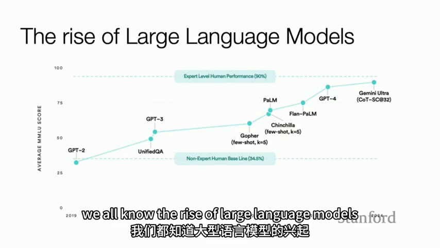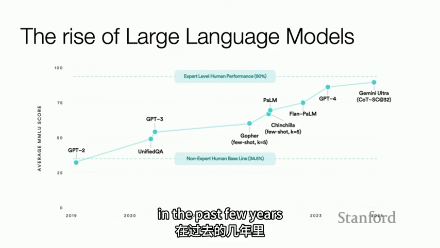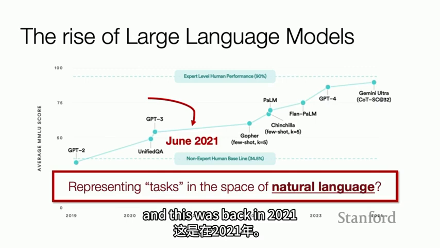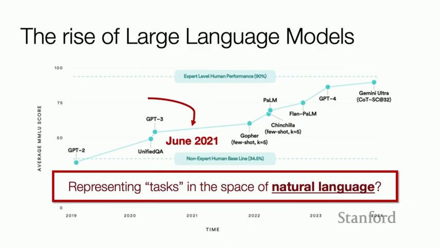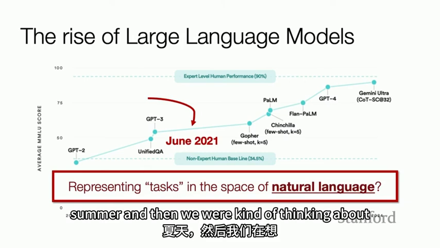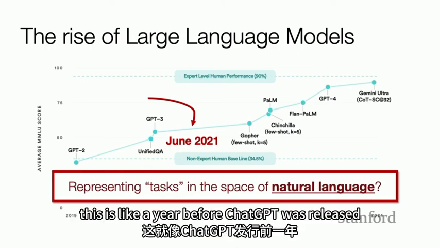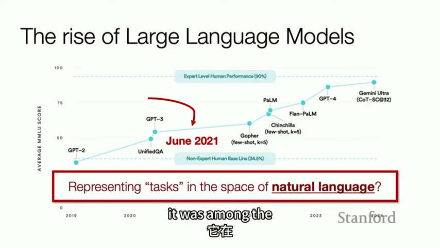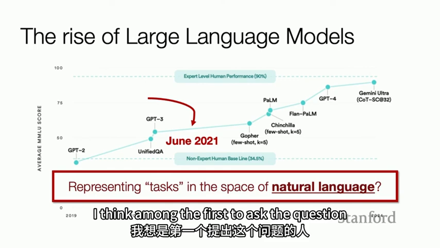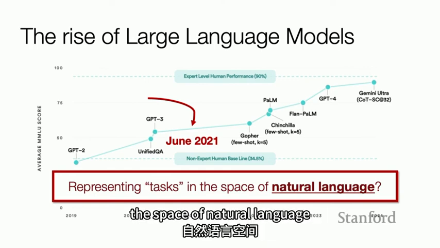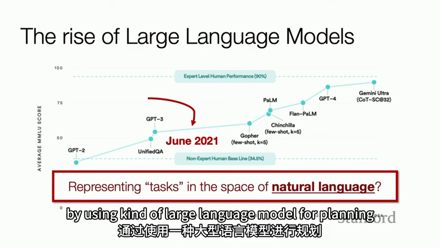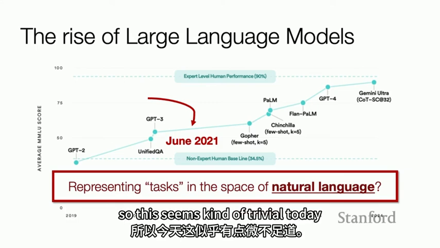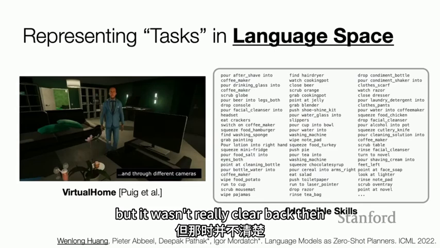Of course, we all know the rise of large language models in the past few years. This was back in summer 2021, about a year before ChatGPT was released. In this work, we were among the first to ask the question: can we represent tasks in the space of natural language by using a large language model for planning? This seems trivial today, but it wasn't really clear back then.